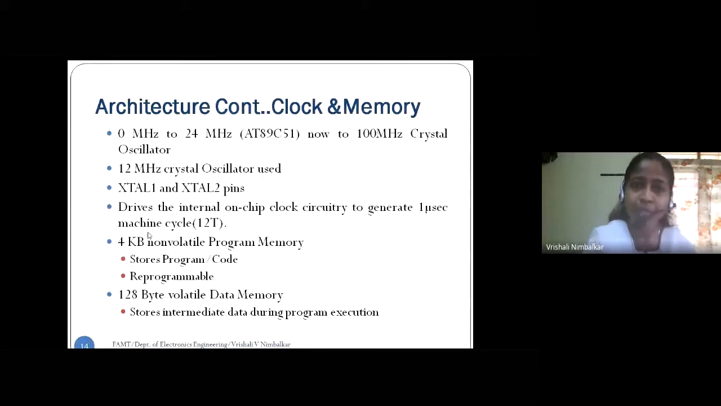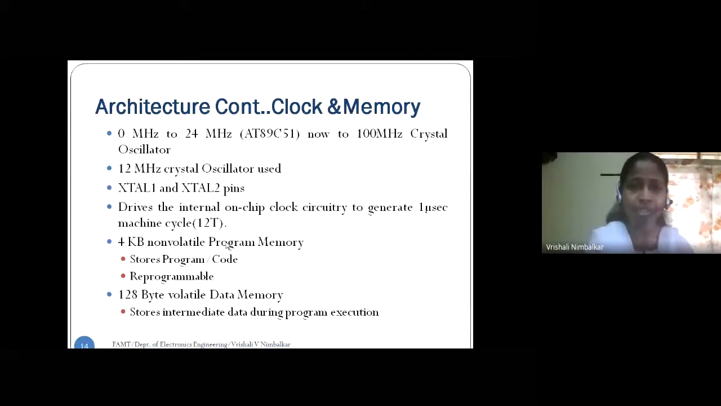Now we will see what is meant by machine cycle. Hopefully, when you have studied 8086, you all should have come across this instruction cycle, machine cycle, and so on. Anyway, we will explain this in the next slide. So if I connect a 12 megahertz clock, I get a 1 microsecond machine cycle. And machine cycle is the time taken by the instruction for fetching, decoding, and execution. That time is called machine cycle. So we have a 1 microsecond machine cycle.